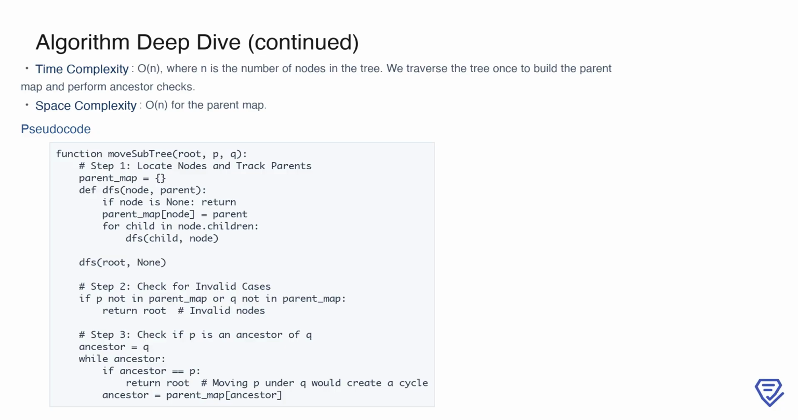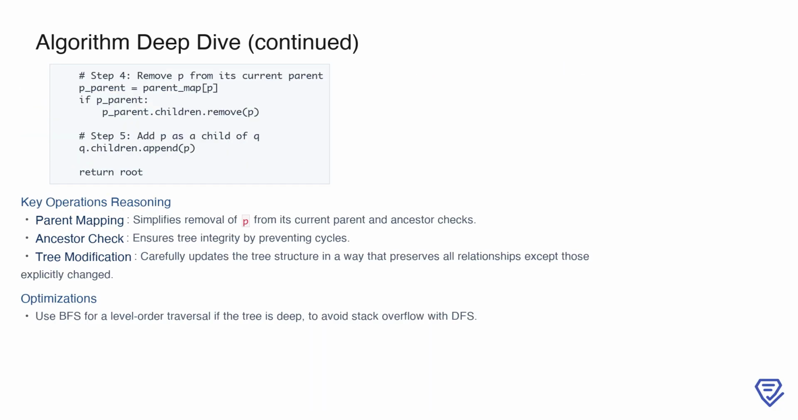Next, we check if P is an ancestor of Q by tracing back from Q to the root using the parent map. If P is encountered, we return the root without making any changes, as the operation would create a cycle. After handling invalid cases and ensuring that P is not an ancestor of Q, we proceed to modify the tree structure. Using the parent map, we identify P's current parent.